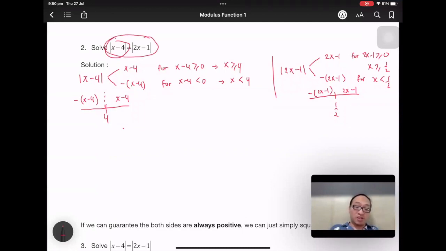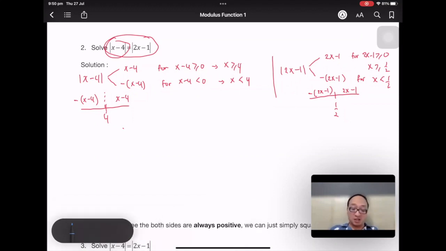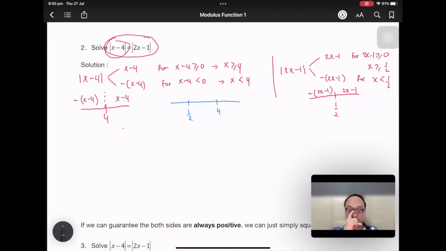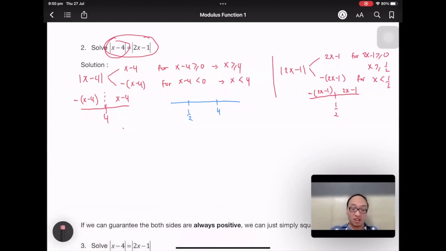So to construct this equation fully, we have to combine the two modulus functions. So we can combine it together. We have 4 and we have half. I use the red one for the left one. Greater than 4, this is the divisor, it will be x minus 4. And smaller than 4, it will be negative x minus 4.